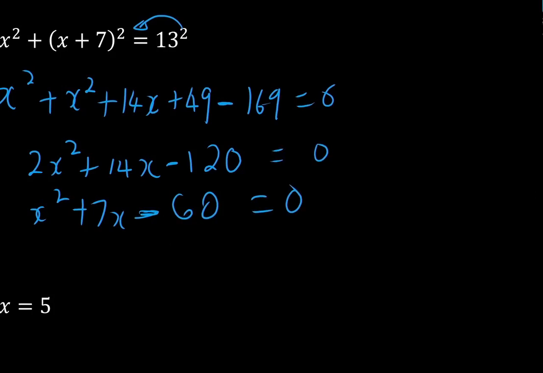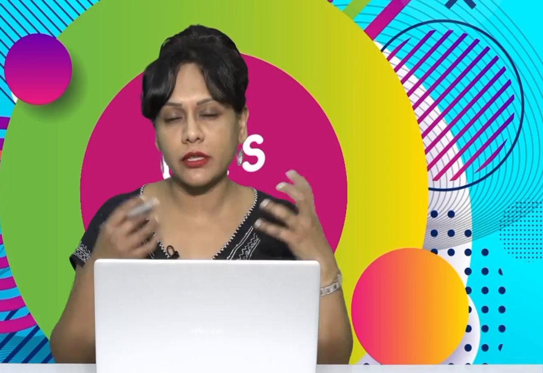You can check it out, and you'll see that you'll get x is equal to negative 12, which we cannot accept because length cannot be negative. And so, therefore, we accept that x is equal to 5. Okay, as the only positive answer there.